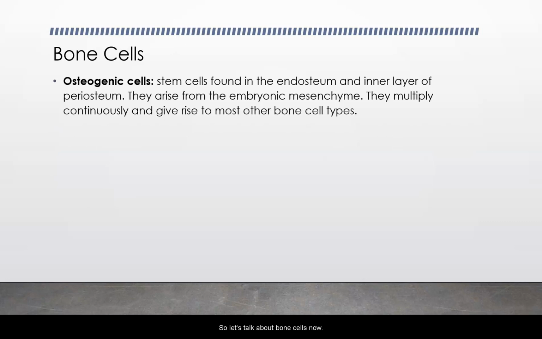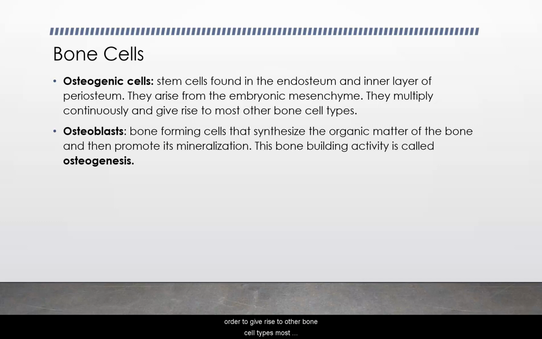So let's talk about bone cells now. We'll start with the osteogenic cells. Osteogenic cells are stem cells. Stem cells are cells that can differentiate into other types of cells. So osteogenic cells are stem cells that are found in the endosteum and the inner layer of the periosteum. They arise from the embryonic mesenchyme. They multiply continuously. They go through mitosis over and over again in order to give rise to other bone cell types, most importantly, the osteoblasts.